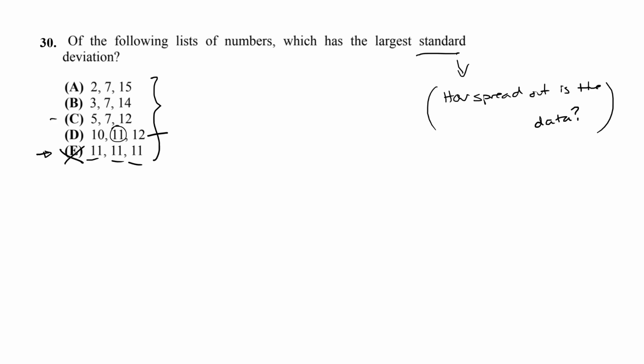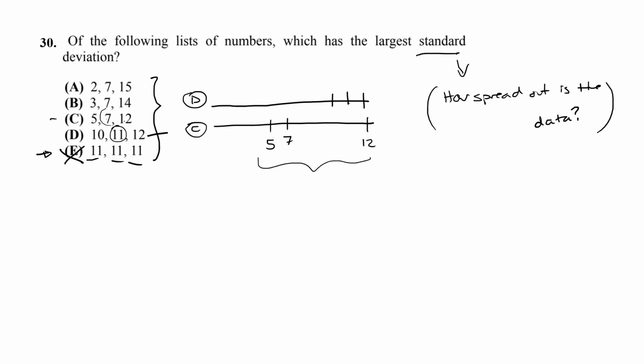Here's choice C, 5, 7, and 12. To me, that's a little more spread out. On a number line, here's 7, here's 5, and way out here is 12. So that's actually more spread out than D. Let me write this out. This would be D, this is C. D is pretty much here, 10, 11, 12, which is not very spread out. C is more spread out, so I like C better right now. We'll cross out D.